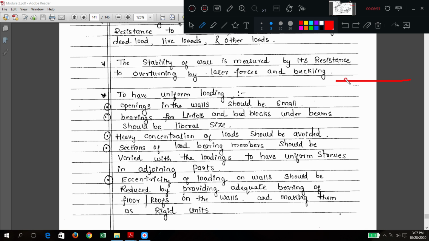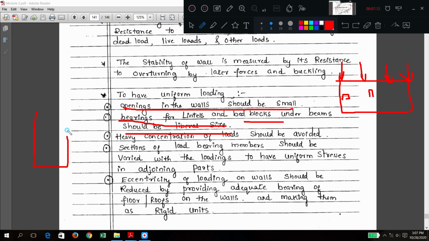Suppose this is a wall. To have a uniform loading like this, openings in the walls should be small. Means what? You should provide small openings. Bearings for lintels and bed blocks under beams should be of liberal size.